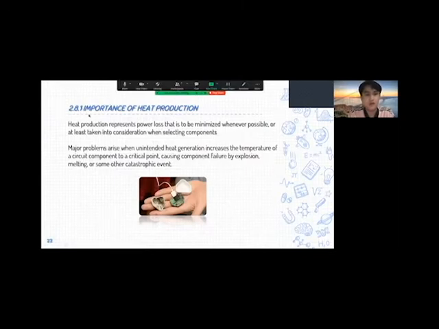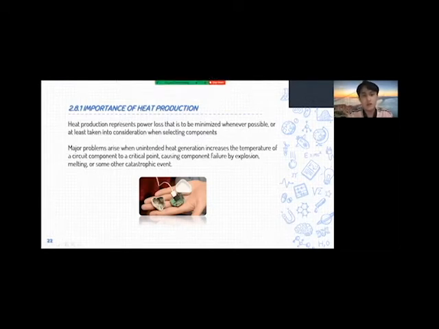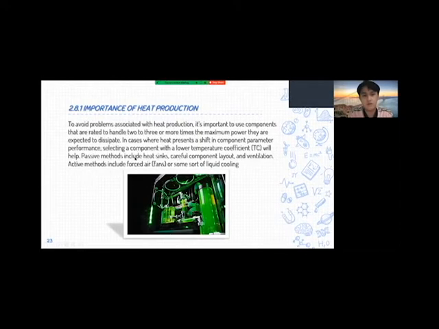Now we will talk about the importance of heat production. Heat production represents power loss that we minimize whenever possible, or at least take into consideration when selecting components. To avoid the problems associated with heat production, we use components that are rated to handle 2 to 3 or more times the maximum power they are expected to dissipate.